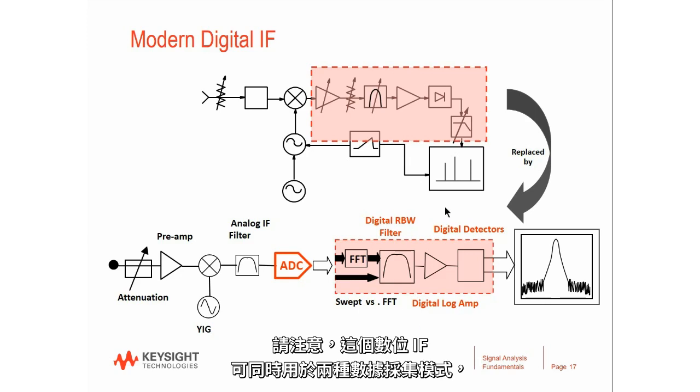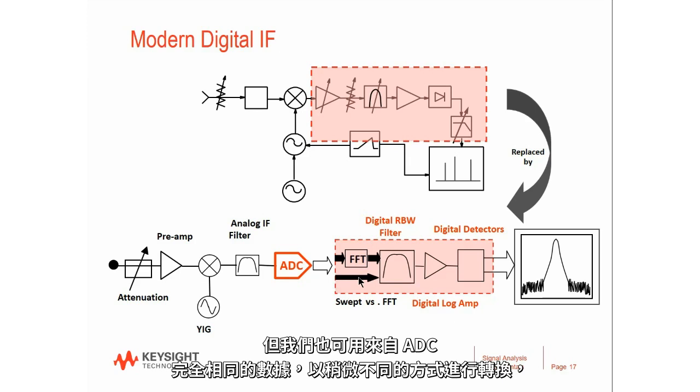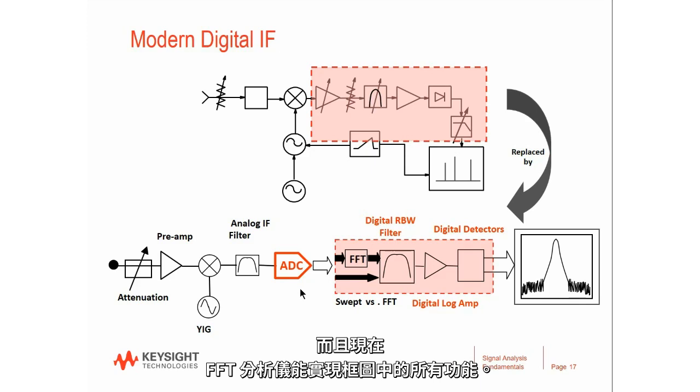Notice that this digital IF is also capable of both modes of data acquisition. We can operate it as a traditional swept spectrum analyzer, but we can use the exact same data coming from the ADC, transform it in a slightly different way, and now we have an FFT analyzer all implemented in the same block diagram. Isn't that cool?